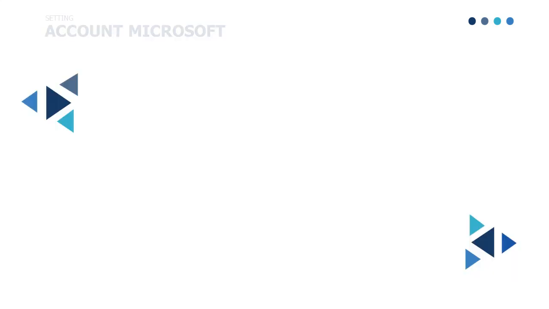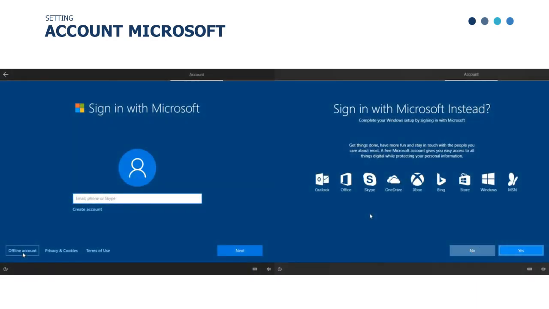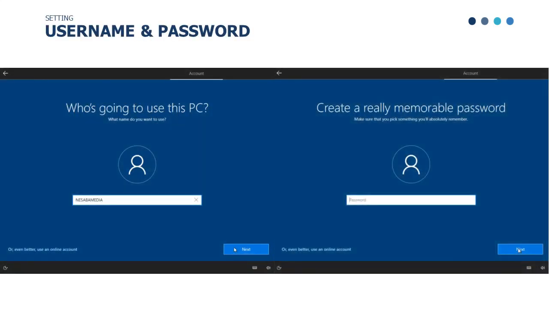Then click Next. The next step is on the Account Settings menu. Click Offline Account. Click Next. Then click No. In the Account and Password settings, give your computer a name. Then click Next. Give a password for your computer, then click Next. If you don't want a password, just press Next.